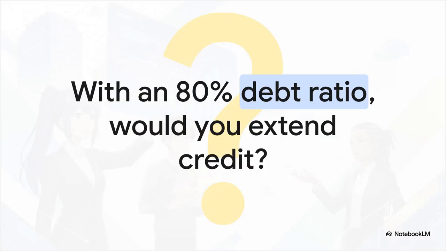Moving on to Case Study 2, Interpreting the Balance Sheet. Company XYZ has total assets of $10 billion, total liabilities of $8 billion, and equity of $2 billion. That leaves them with a frankly staggering debt ratio of 80%. So if you were sitting there as a bank loan officer, would you approve an additional credit line for them?